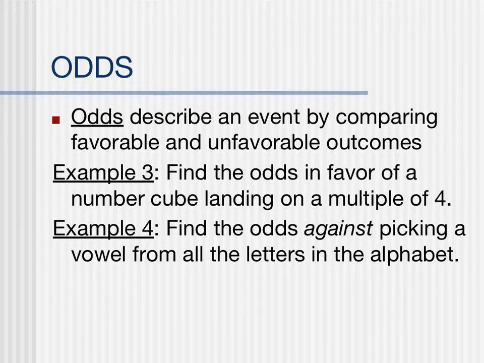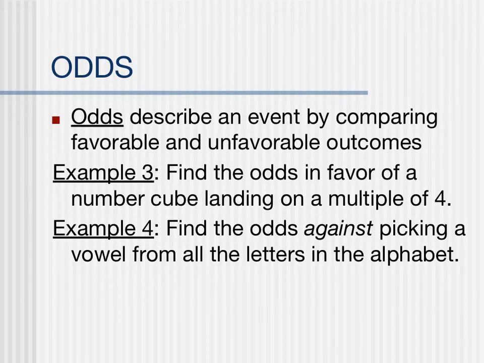So find the odds against picking a vowel from all letters in the alphabet. So there are 21 consonants, right? So against picking a vowel, there's 21 to 5, okay? That one's worded a little funny, but again, with odds, so we've got our vowels and our consonants. 5 vowels, 21 consonants. So those would be our odds, 21 to 5 or 5 to 21 based on how you read that problem.